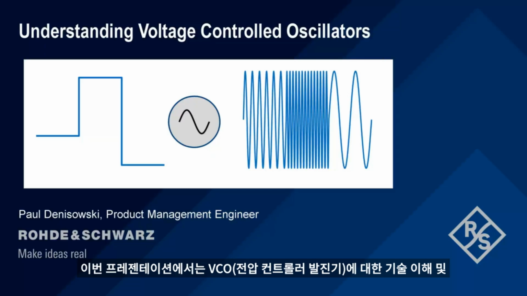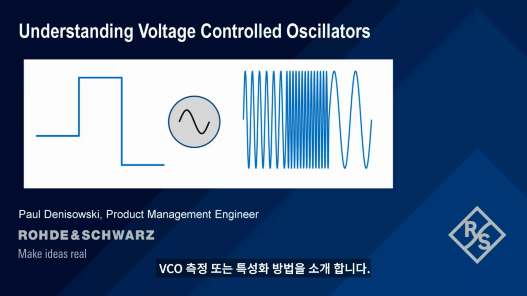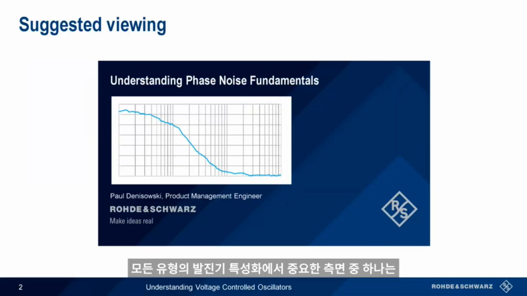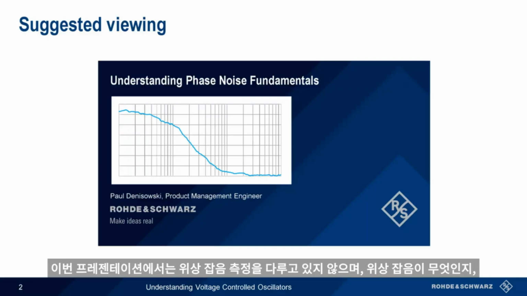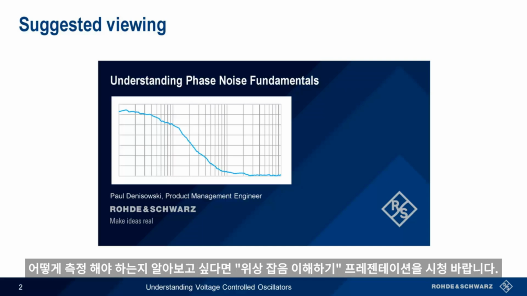In this short presentation, we'll provide a technical overview of voltage controlled oscillators, or VCOs, and in particular, how VCOs are measured or characterized. One important aspect of any type of oscillator characterization is phase noise, and this is true for VCOs as well. We won't be covering phase noise testing in this presentation, but if you're interested in learning more about phase noise and how it's measured, you might also want to watch the presentation Understanding Phase Noise Fundamentals.